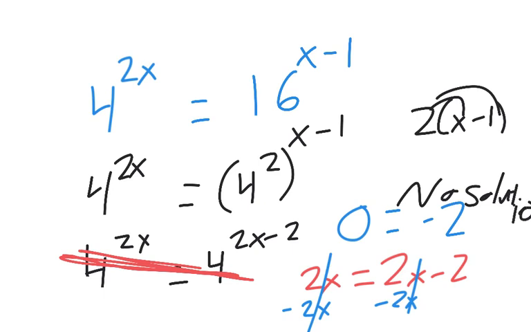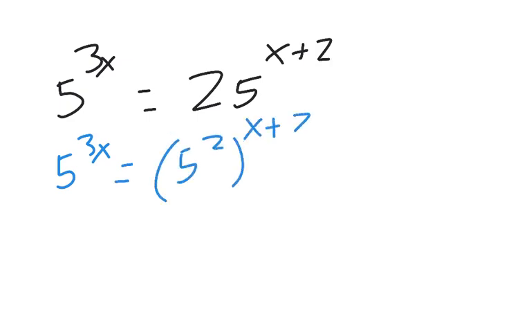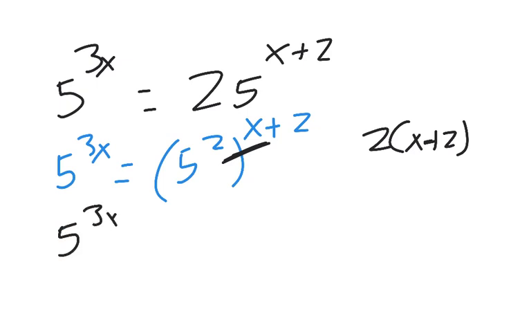Let me do another one similar that maybe has a solution. So if I tried this one, 5 to the 3x is equal to 25 raised to the x plus 2. So now let's rewrite them. We could rewrite 25 as 5 squared, raised to the x plus 2. When I have a power raised to a power, we multiply. So that's going to leave me with 5 to the 3x on the left equals 5 raised to the 2x plus 4, once I distribute there.